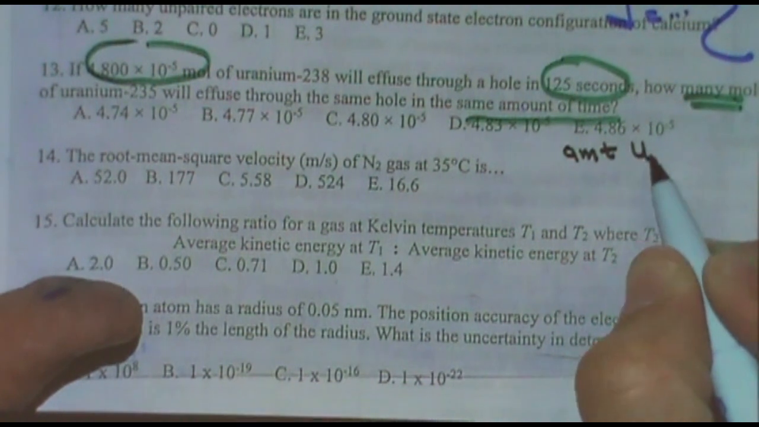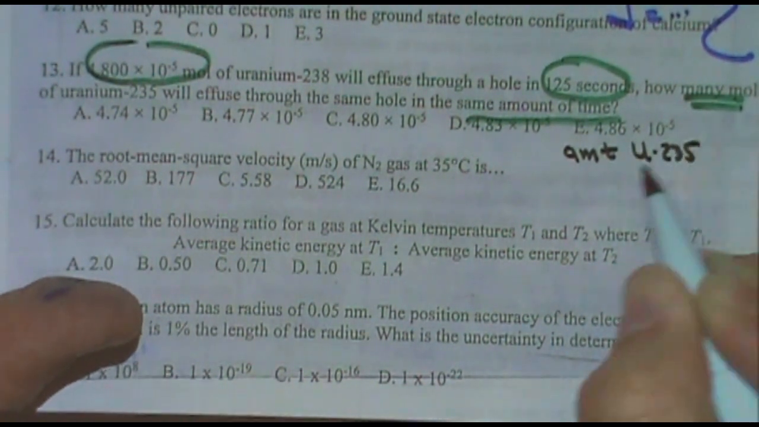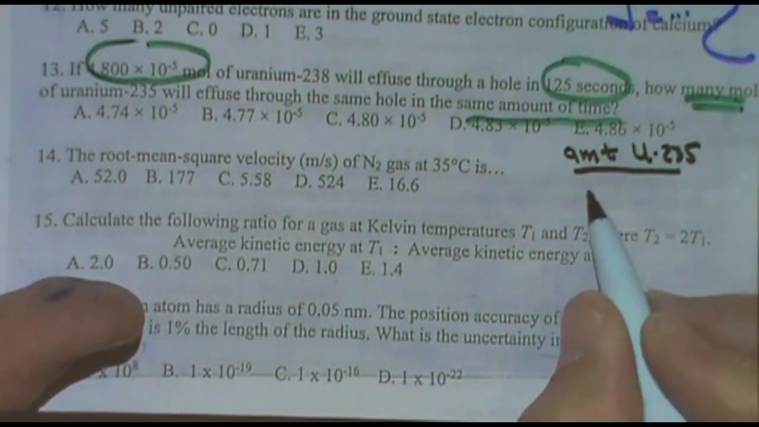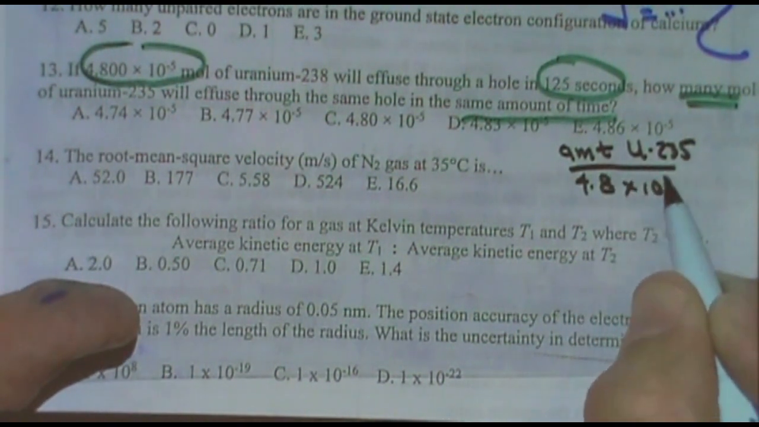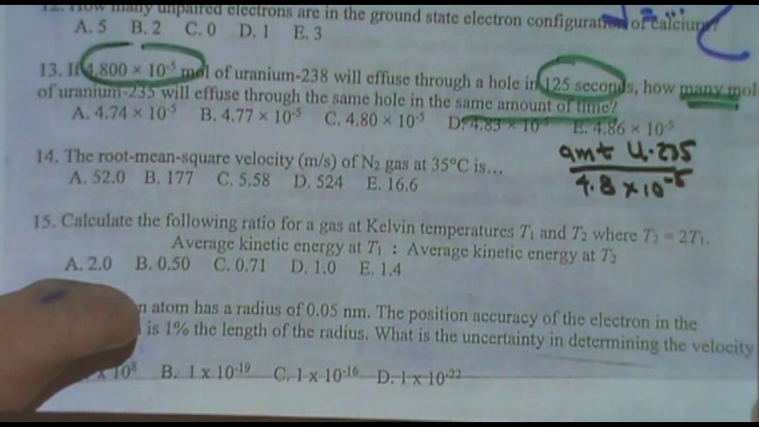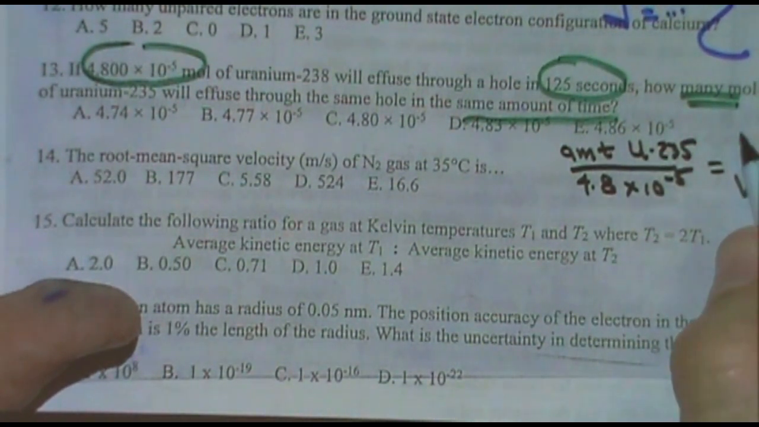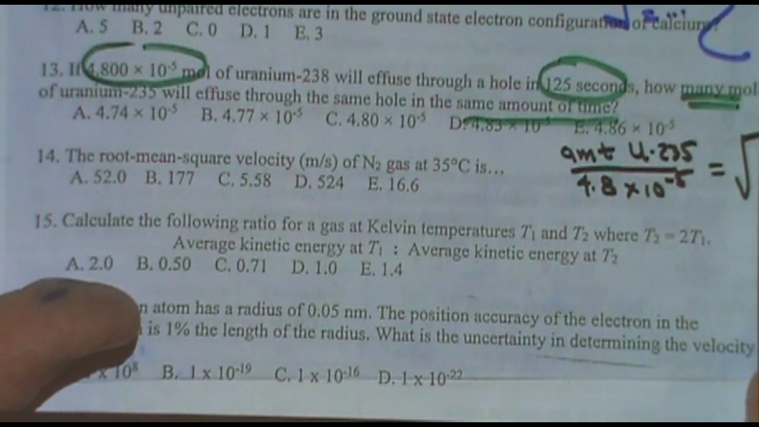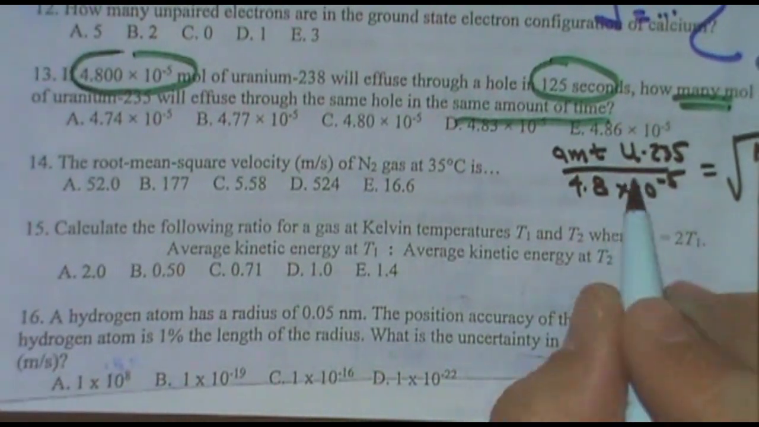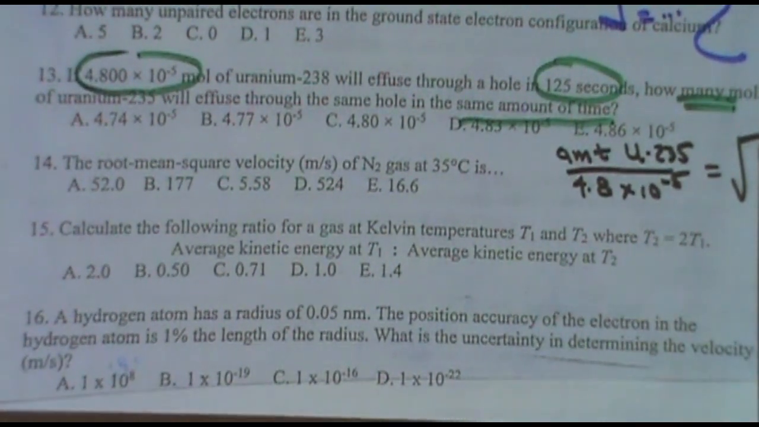So the amount of the uranium-235 over, what was that number? 4.8 times 10 to the minus 5. That amount equals the square root of the molar mass of the 238 divided by the molar mass of the 235. Is that okay? So there's only going to be one unknown, which is the amount.